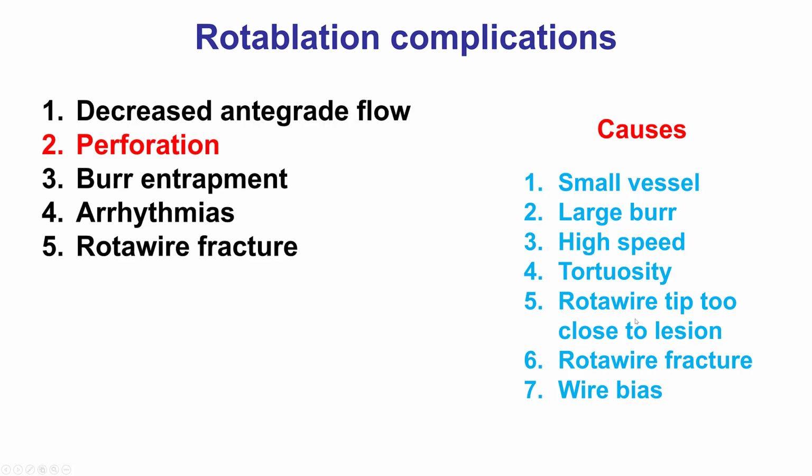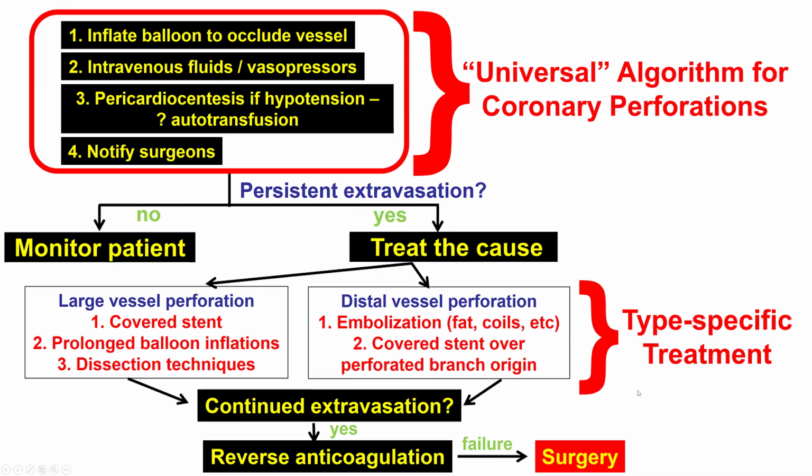For both the rotablation wire as well as the orbital atherectomy wires, the tip is actually thicker than the more proximal segment. And if the burr or the crown get too close to the tip, they can lead to fracture of the tip and potential exit of the burr or the crown, causing a massive perforation. Also, in very tortuous lesions, if there is strong wire bias, that can lead to more effect on a specific segment of the vessel that can predispose to perforation.